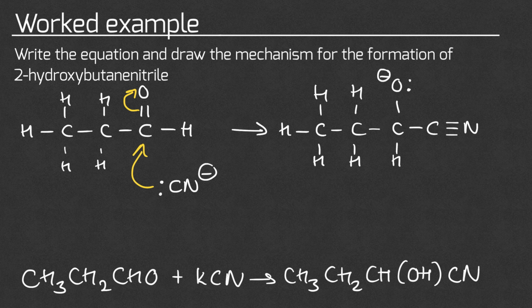This will give us the intermediate structure shown on the screen now, remembering to include the lone pair and the negative charge on the oxygen. The conditions for this reaction is that it occurs in dilute acid, so we're going to have H+ ions present as well. So the final step is the lone pair on the oxygen attacking the H+ ions to complete the mechanism.